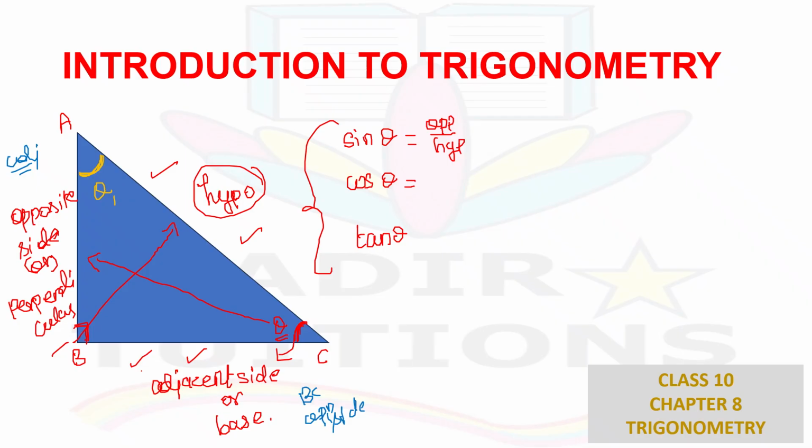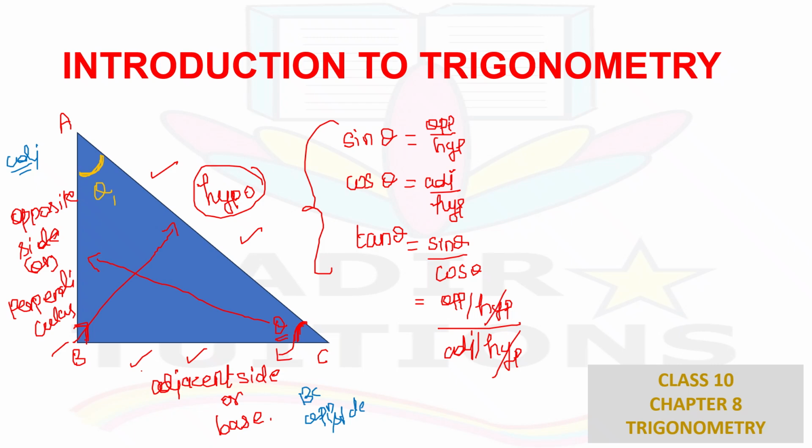So what is cos theta? It is adjacent by hypotenuse. And what is tan theta? It is sine theta by cos theta. So if I replace sine theta and cos theta with their ratios, what will happen? Opposite by hypotenuse is sine theta, and adjacent by hypotenuse is cos theta. So hypotenuse will get cancelled. So tan theta is going to be opposite by adjacent.